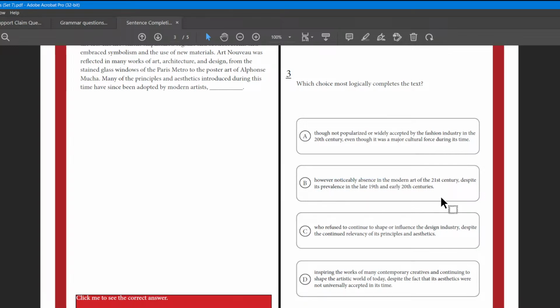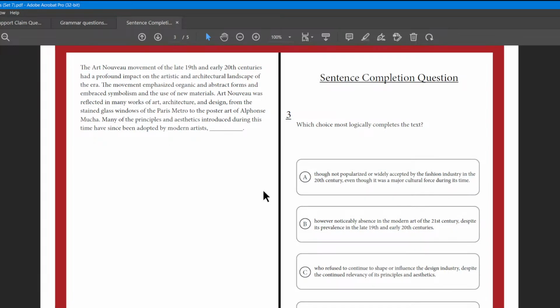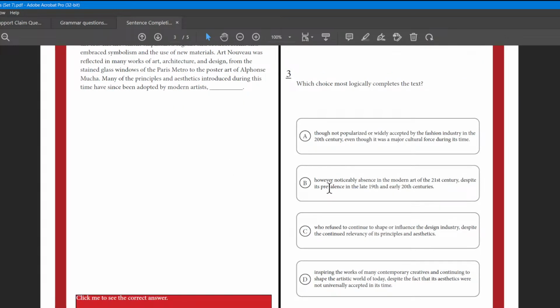Noticeably absent in the modern of the 21st century, despite... All right, so that one, I can see some logic behind it. Like, hey, modern artists, except for this one, but it was good in this one. I also think, though, that this kind of goes back and forth a lot and doesn't really conclude in a coherent way. I don't want to go back and forth where I'm like, hey, lots of modern artists, except these ones. But these ones did. It goes back and forth, and I don't really want to do that too much.